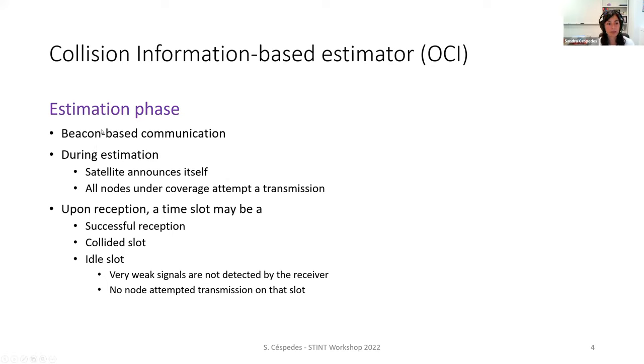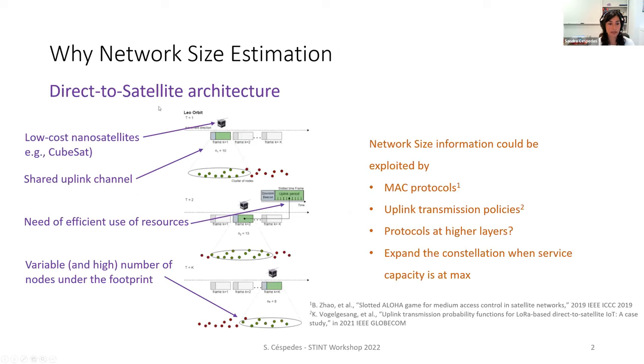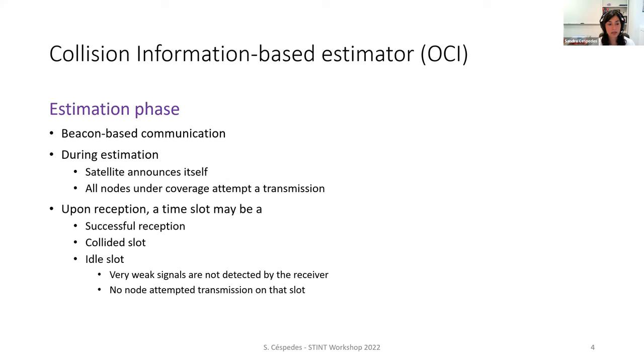So we have two phases, the estimation phase and the operational phase. The estimation phase is the one where we actually do the estimations, and it uses a beacon-based communication, such as the one that I showed in the previous slide. So we have frames in which the satellite is announcing itself using a beacon, and then there's a period in which nodes can start transmission. So instead of transmitting useful data, we have a set of rounds in which nodes are basically sending dummy transmissions, just for them to be detected by the satellite.